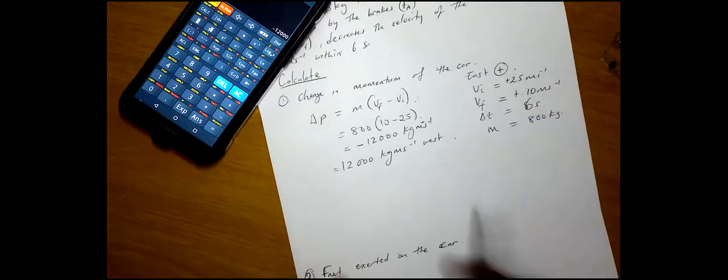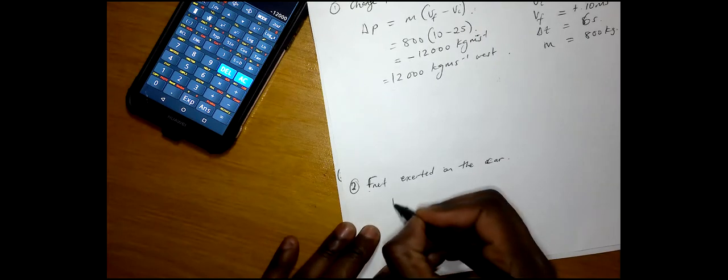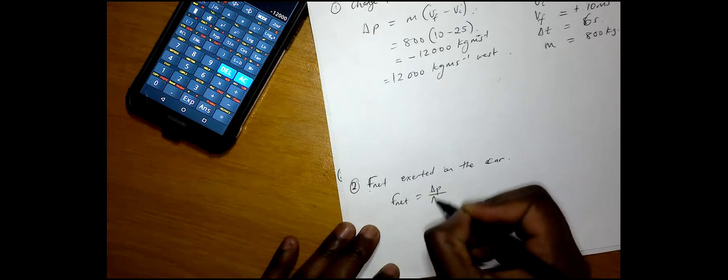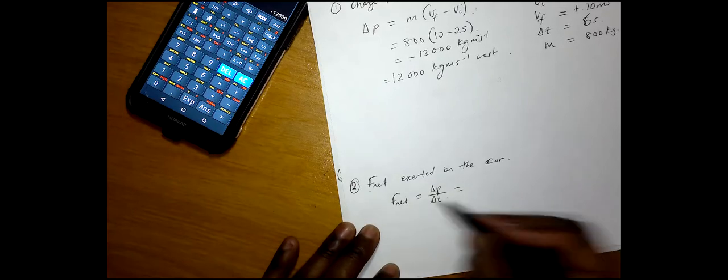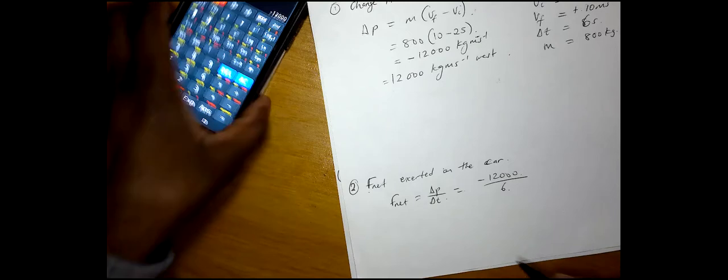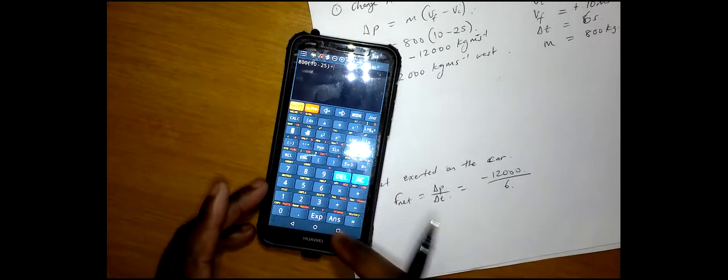Now here, what is F net? Remember, we're not going to take much time here. F net is equal to change in momentum over change in time. What is the change in momentum here? It's negative 12,000, over what? What is the change in time? It is 6. So we take that negative and divide.